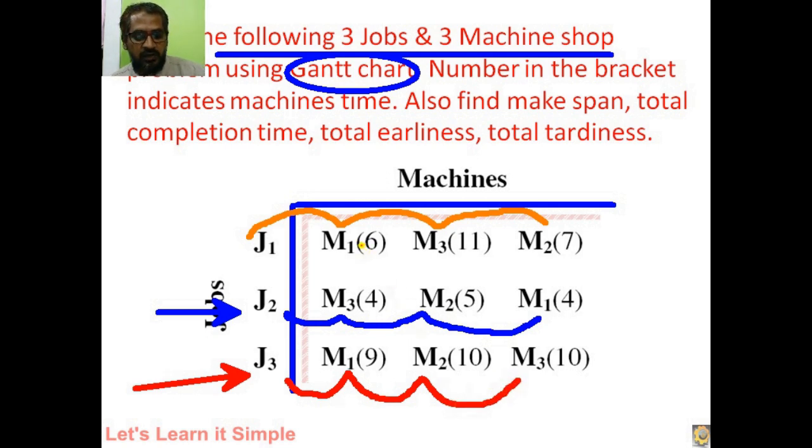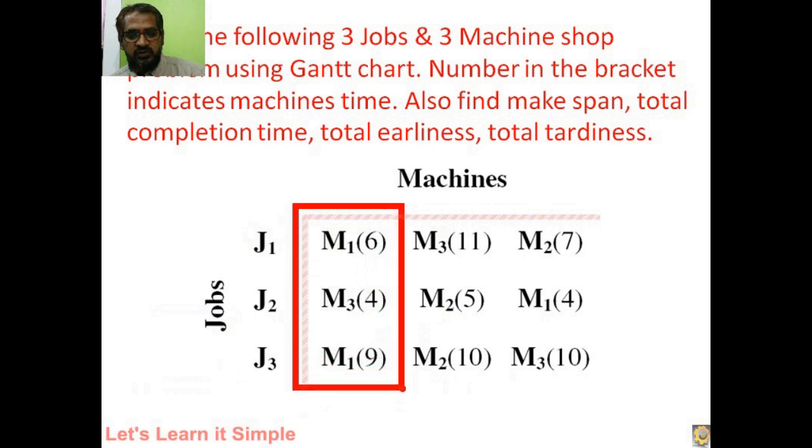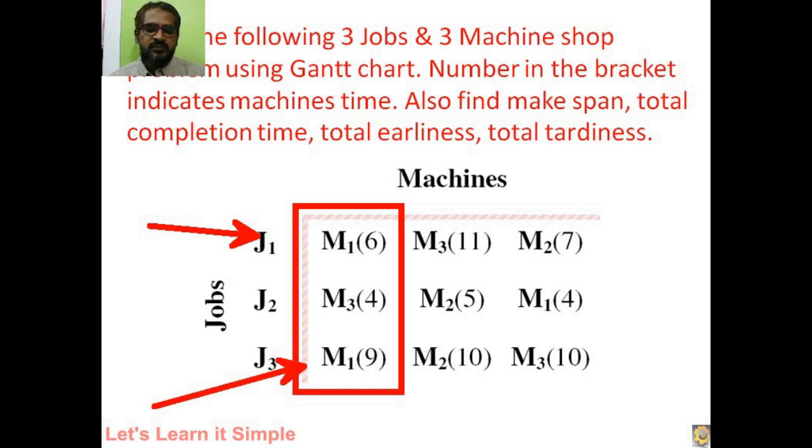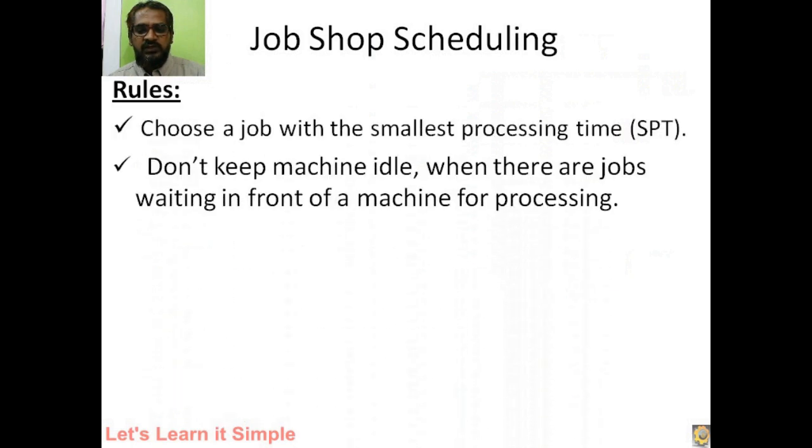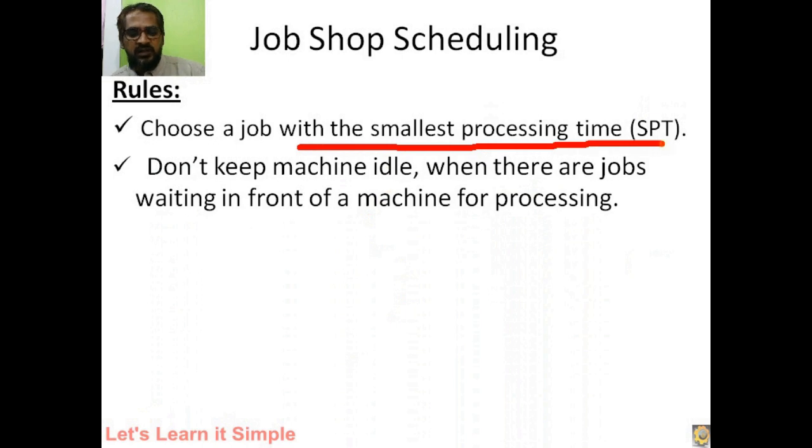Now if you observe the first column, you can see job 1 goes to machine 1 first. Job 3 also goes to machine 1 first. So in front of machine 1 you have 2 jobs, J1 and J3, but with different processing times. Here we need to recall the SPT rule, which says that we need to select the job with the smallest processing time.